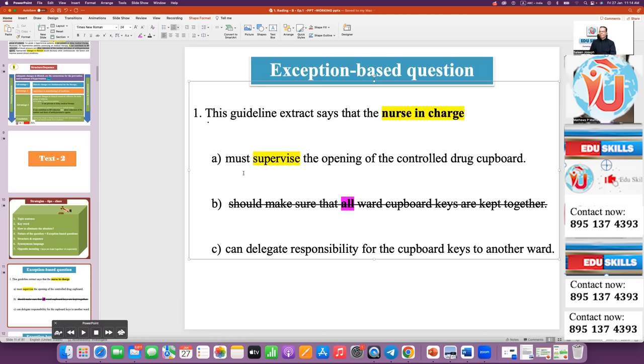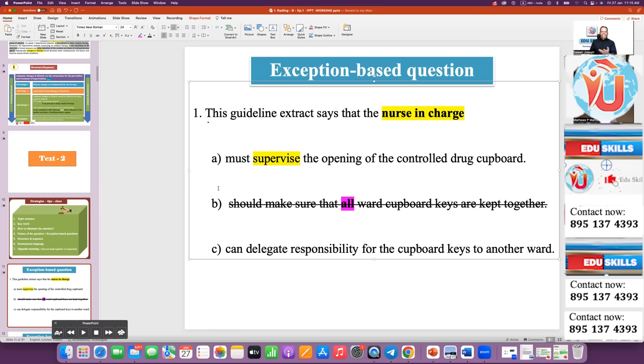You keep on looking at supervising, opening the cupboard. Does it make sense generally? No. Either you open or give somebody to open. Should you keep supervising whether how they are opening with the left hand or right hand? Do you need to supervise?